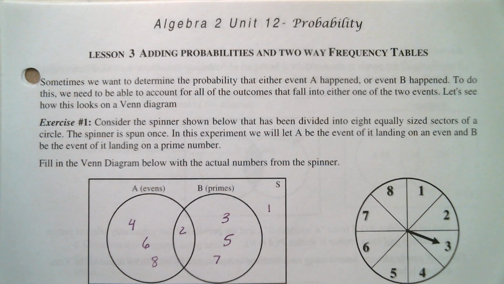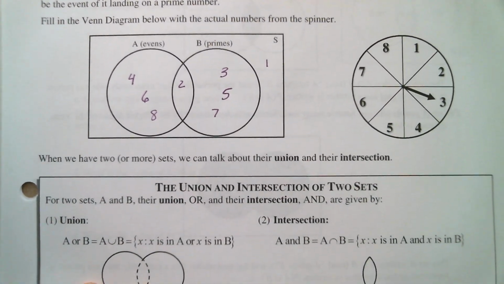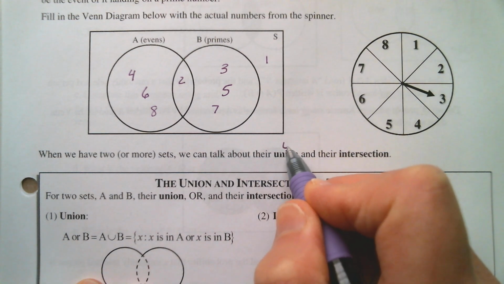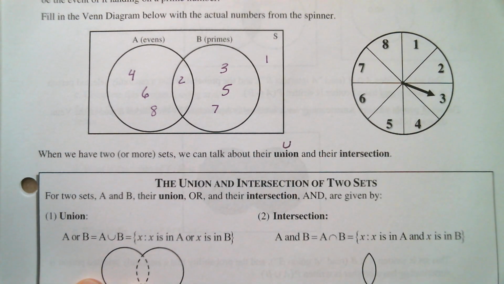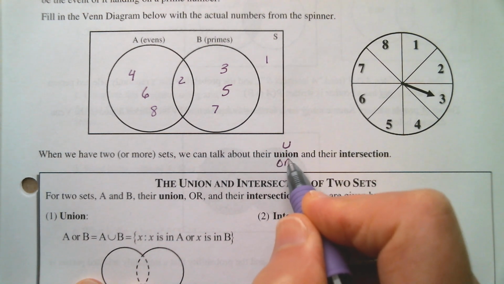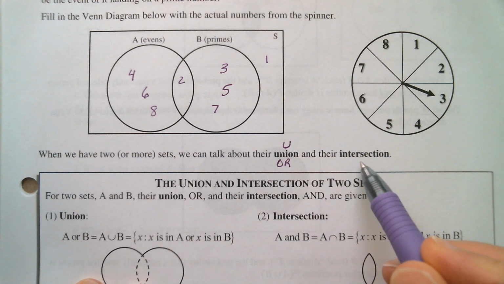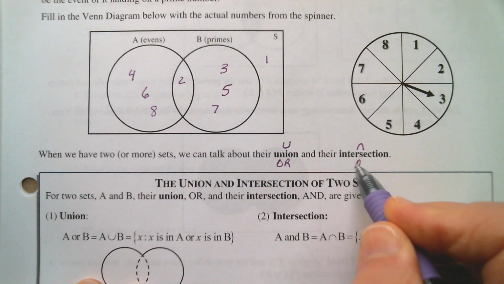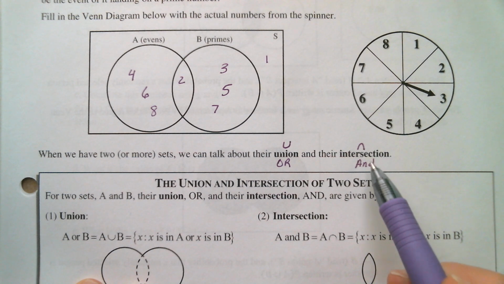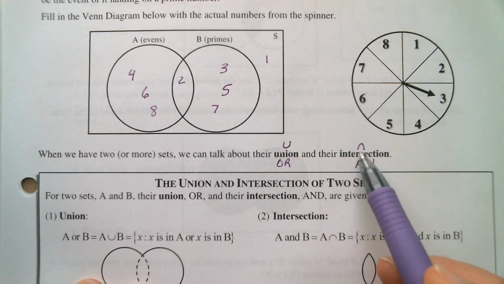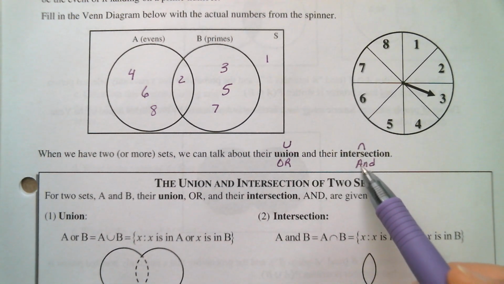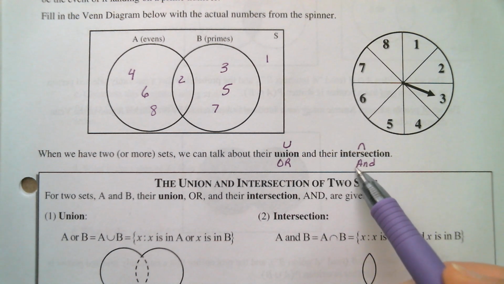When we have 2 or more sets, we can talk about their union and their intersection. The symbol for union looks like a U, and this is also for OR. And the symbol for intersection looks like an upside down U. And this is for AND. Or you can think of the intersection symbol as also sort of like a lowercase n for AND. Oh no, better than that. Let's take the capital A without the horizontal bar, and that's better for AND.